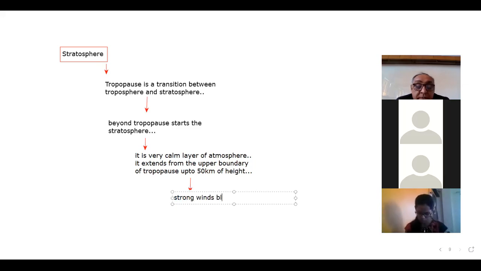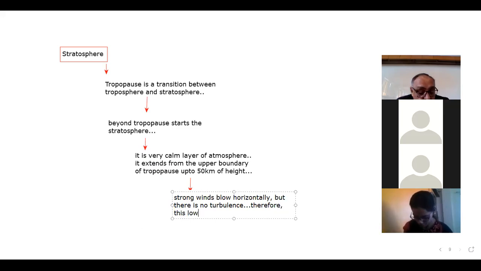Strong winds blow here horizontally, but there is no turbulence. So turbulence नहीं है, but strong winds horizontally blow करती हैं. There is no turbulence, particularly in the lower layer of the stratosphere we are talking about.